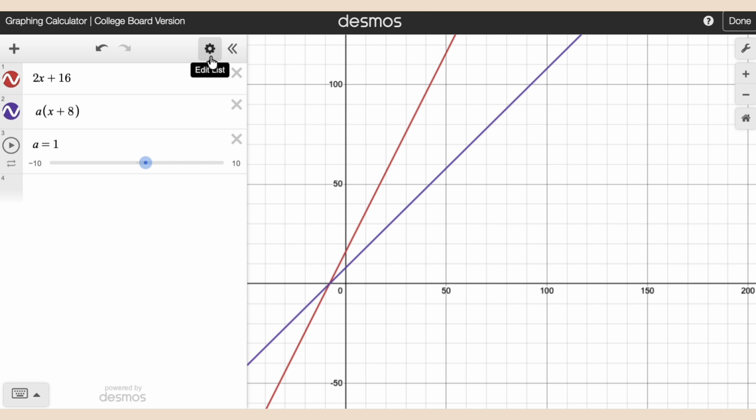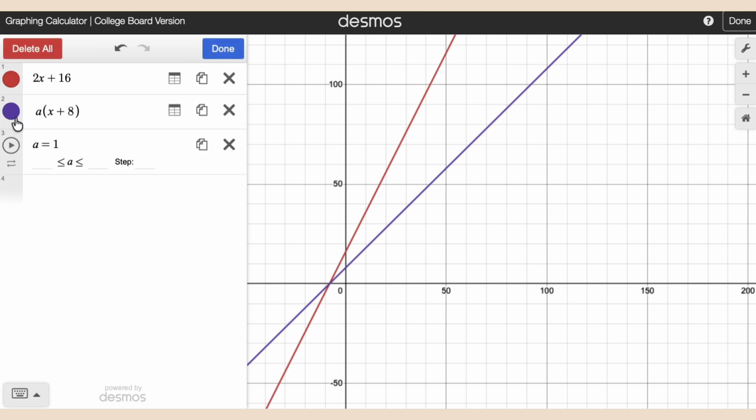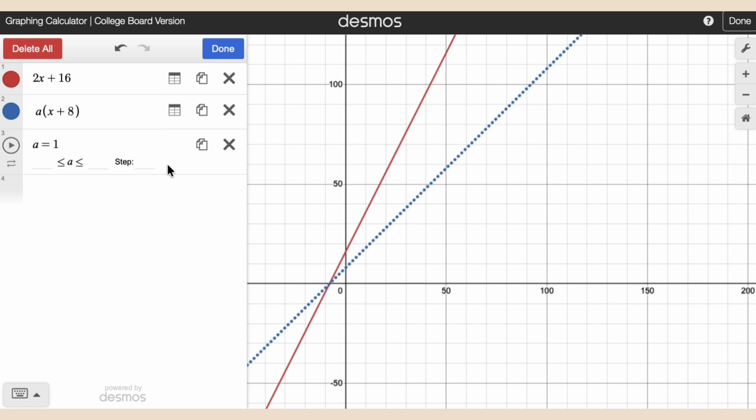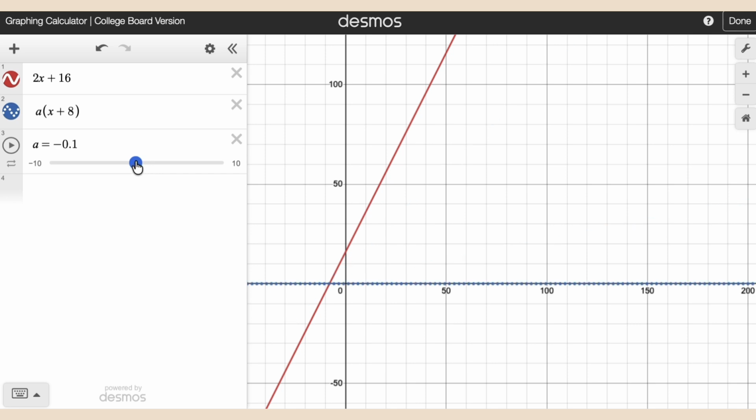I'm clicking on the settings, and I'm going to change my color. I'm also going to add this dotted line so that I can see what's happening there. Okay, done. And now I'm going to try to match this. And as you can see, the answer is 2.